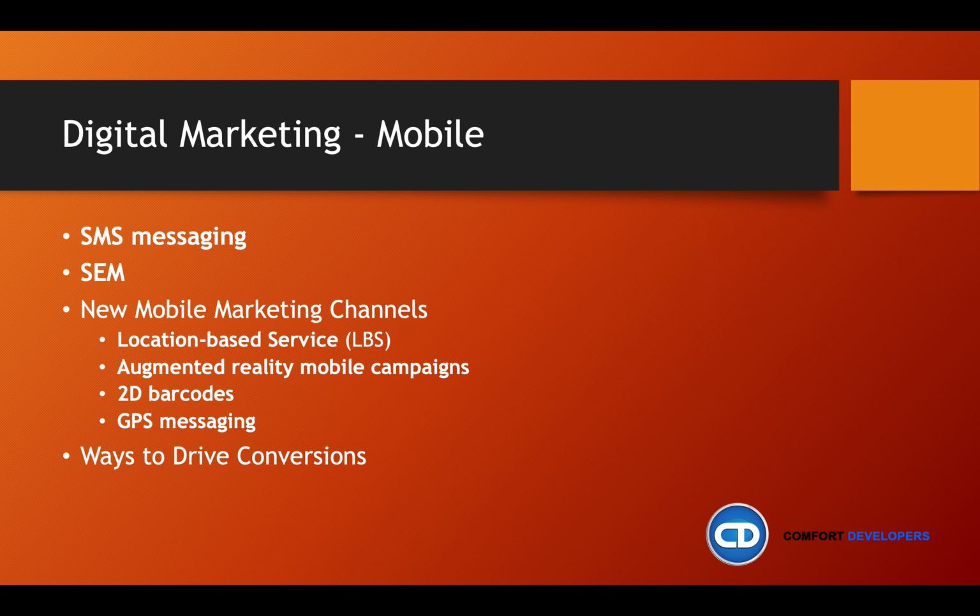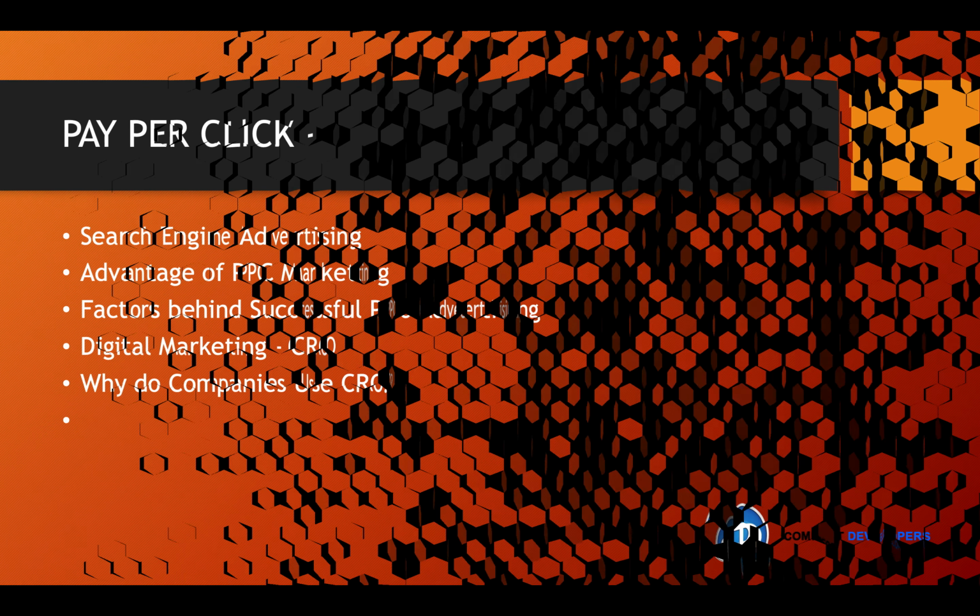Also, you will be learning about SMS messaging. How do you use your bulk SMS to promote your business? What is SEM? These and many more are what you'll be learning in the course of training. And also there are some new mobile marketing channels we will be talking about: the location based service (LBS), the augmented reality mobile campaigns, 2D barcodes, GPS messages, and several ways of driving conversion to your website for your marketing.